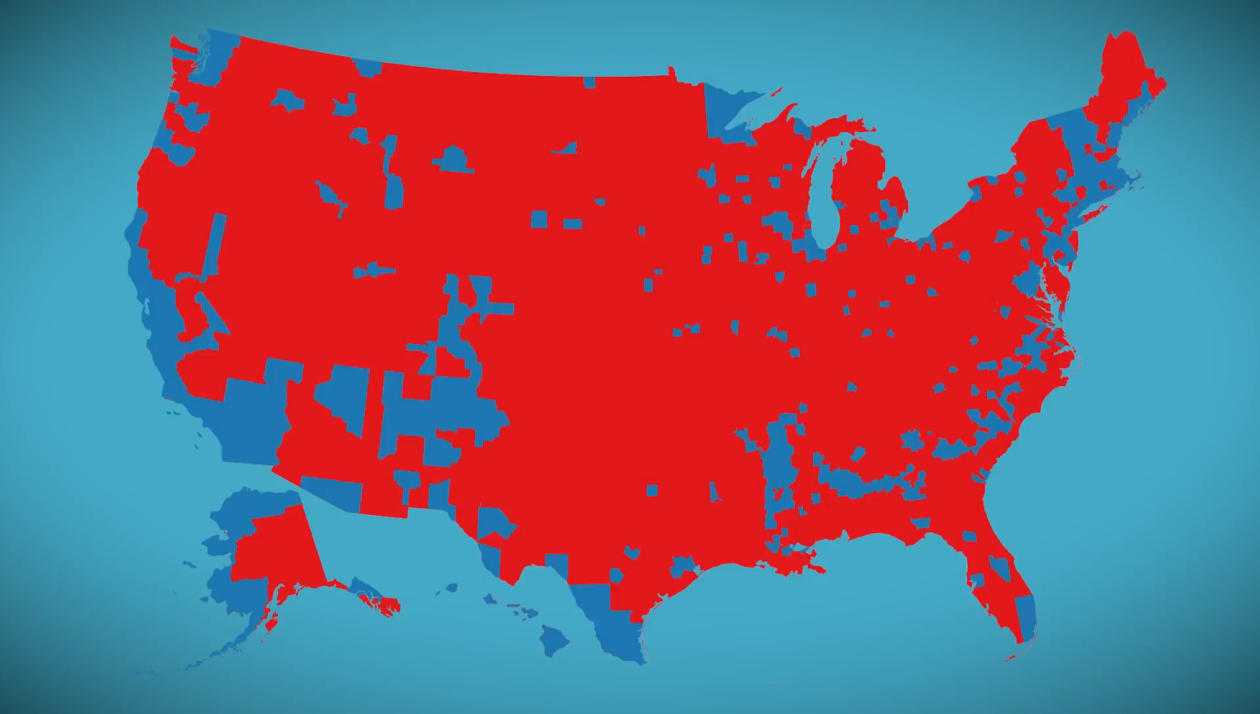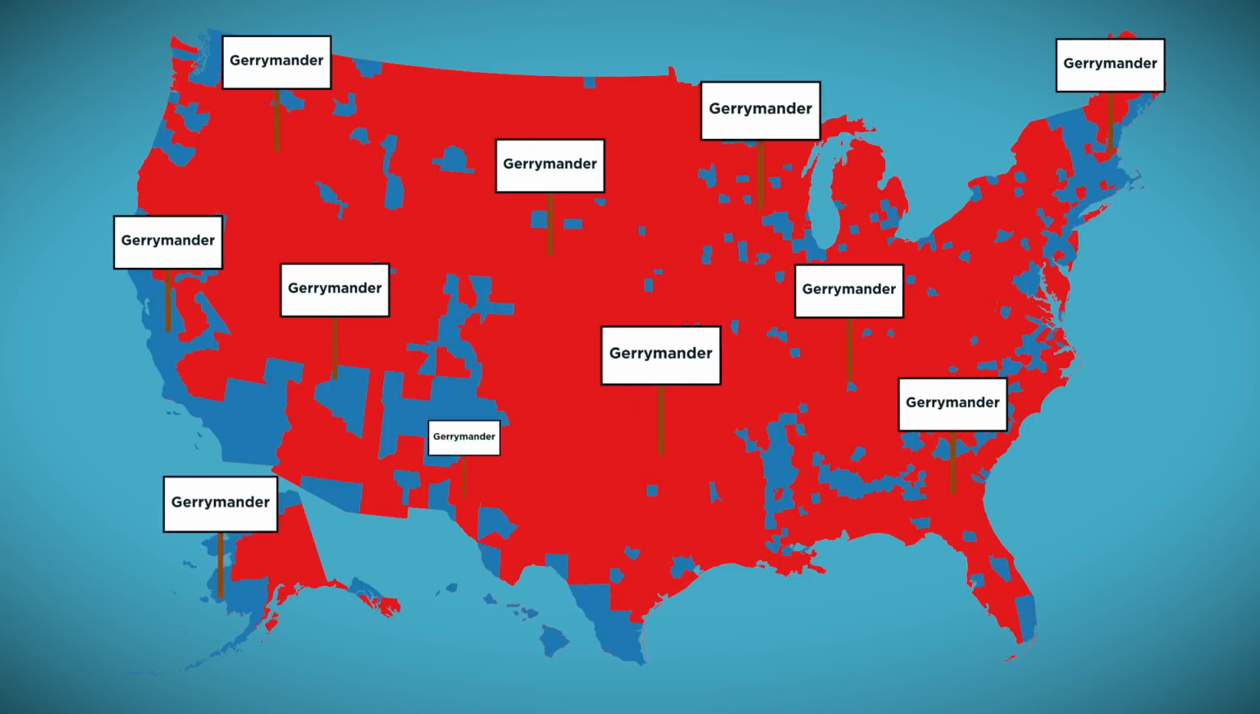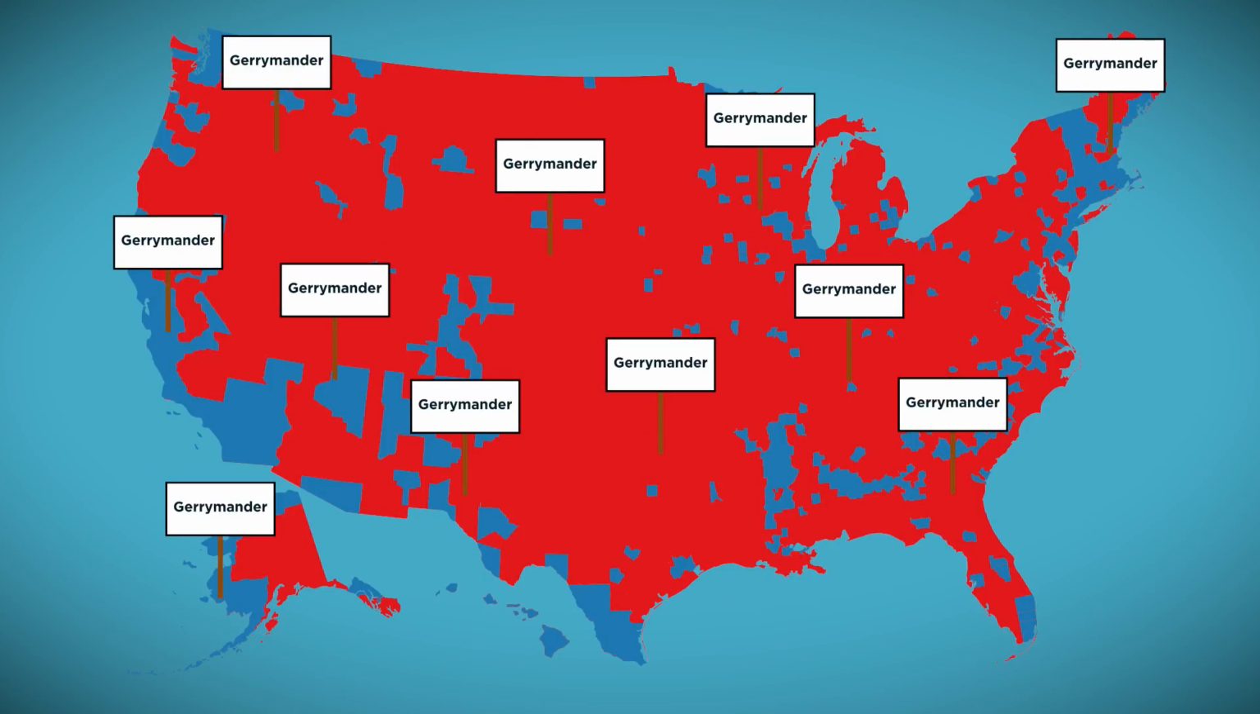Gill versus Whitford is a case that attempts to answer a question that's about 30 years old. How do you define a gerrymander? Gerrymandering is a way to draw district lines to help your party and hurt your opponent.